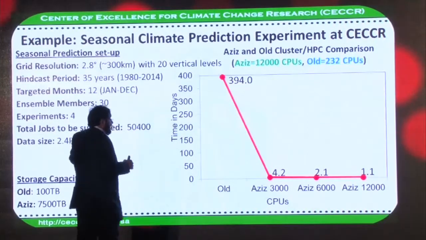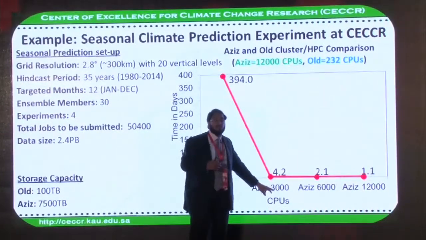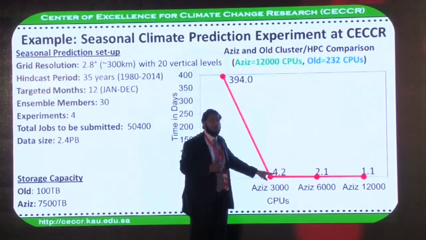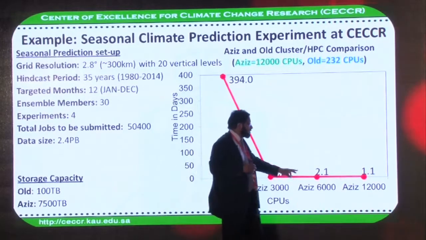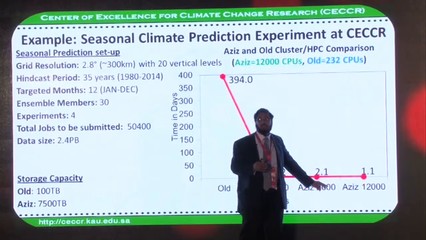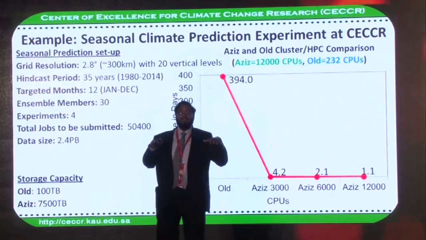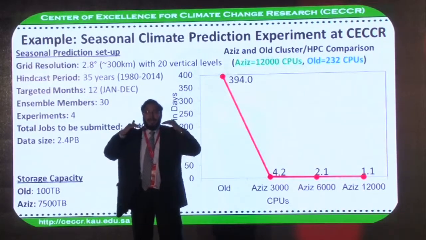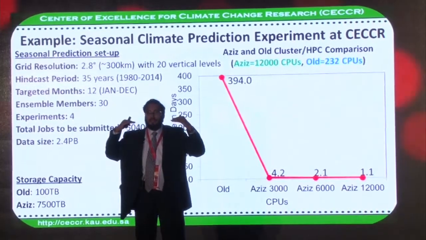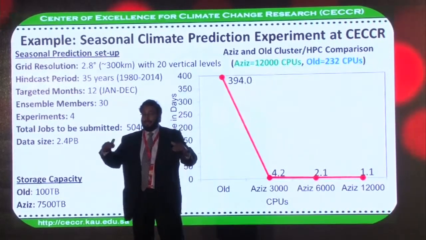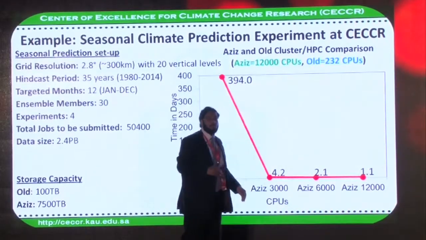But using the Aziz supercomputer, the HPC supercomputer that we have, and utilizing 3,000 cores, your job will be finished in 4 days. And if we utilize 6,000 cores, we can in fact finish our simulations in 2 days. It means that you are submitting 100 runs at the same time. You can say, for example, 1,000 runs at the same time, and then you can get the results in a very short period.